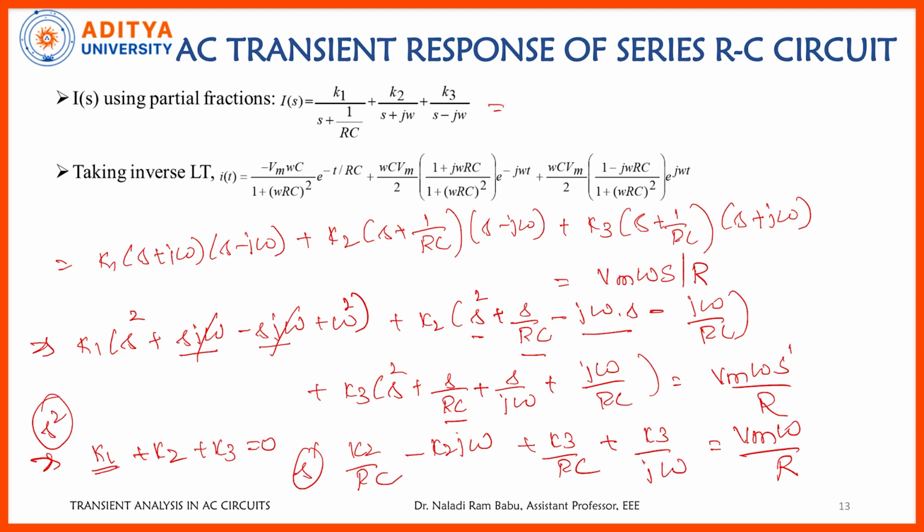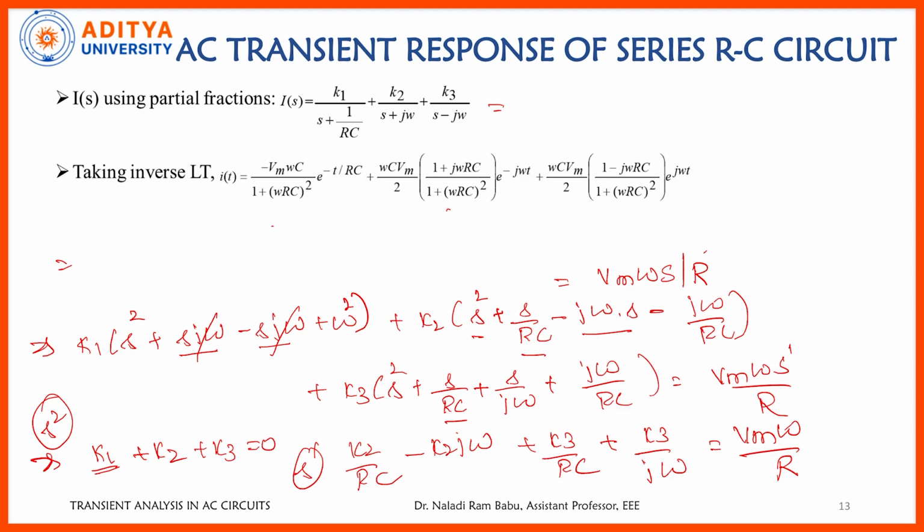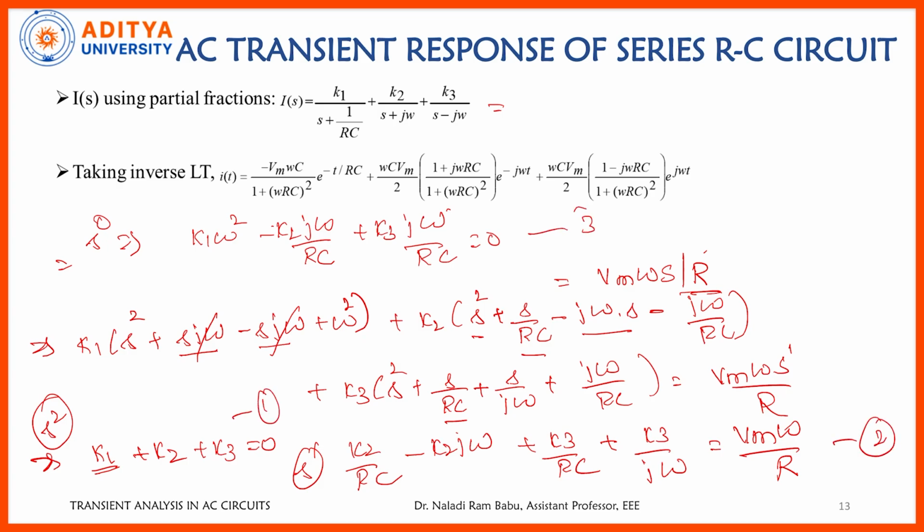Now, similarly, if I take the s naught terms, the constant terms, here it is: k1 into omega square, minus k2 into j omega by RC, and in this expression plus k3 j omega by RC equal to 0. Now, I am naming this expression as 1, this expression as 2, and this expression as 3.